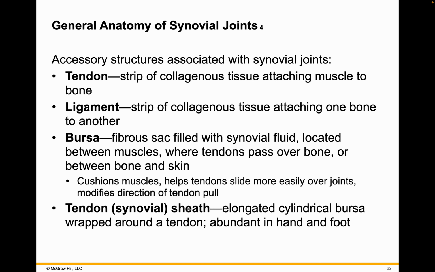Accessory structures found with synovial joints include the tendon, which is a strip of fibrous tissue attaching muscle to bone. A ligament is a strip of fibrous tissue attaching one bone to another. We also have bursae, which are fibrous sacs filled with synovial fluid located between muscles where tendons pass over a bone or between the bone and skin. They serve as cushions, help the tendon slide more easily, and modify the direction of the tendon pull. A similar structure is a tendon sheath or synovial sheath, which is an elongated cylindrical bursa wrapped around the tendon, and these tend to be abundant in the hand and foot.